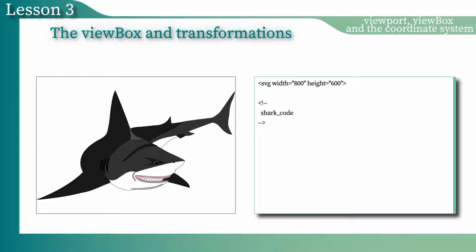If we look at the code, we will see that we haven't set the viewBox. And that means that the size of the viewBox is equal to the size of the viewport, and the viewBox starts at the origin point of the local coordinate system. If we add the viewBox attribute with the same parameters as the viewBox geometry property has, nothing will change.